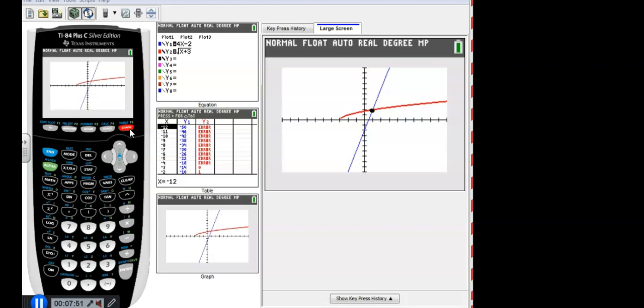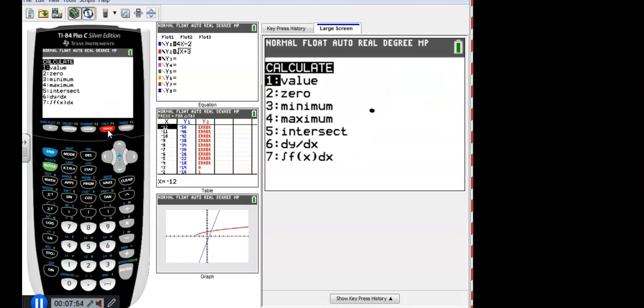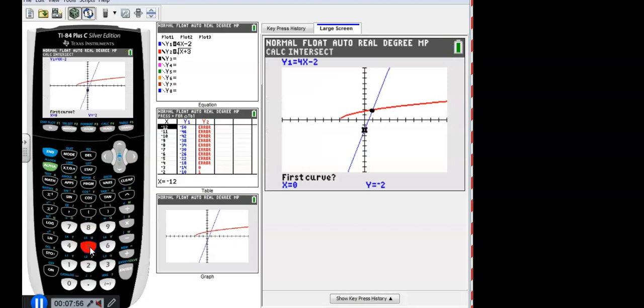Recall that we'll use the same function in our calculator: second, trace, and number 5, intersect. It's asking us to move the cursor to the first curve. Doesn't matter where, as long as it's on one side, and we hit enter. It should jump automatically to the second curve. You can hit enter, guess, hit enter again, and it looks like the intersection is x equals 1. So Jasmine got x equals 1.